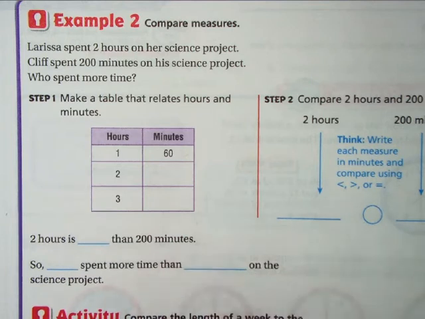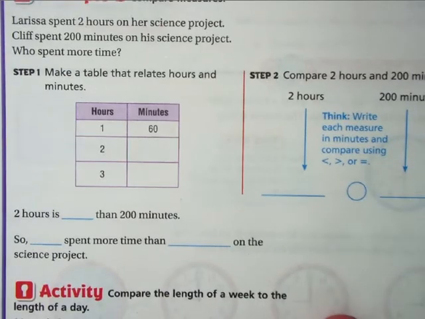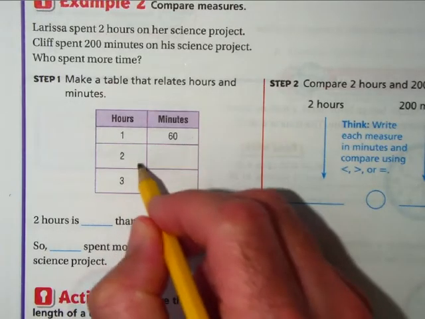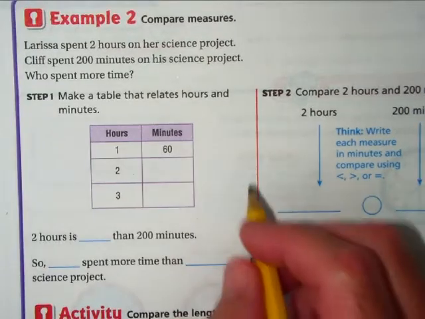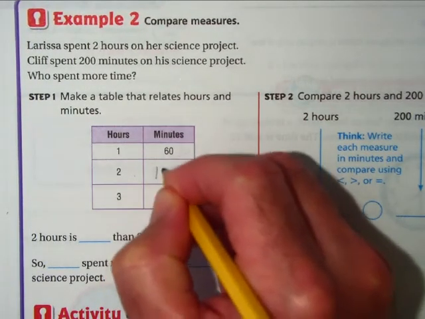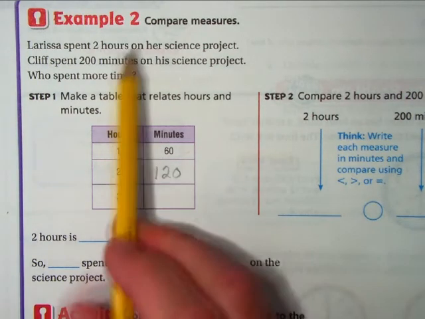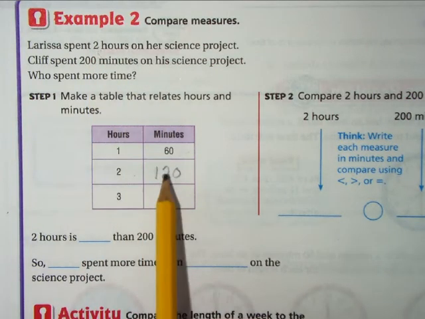Well, one way we can compare is to make a table. So here's our table, and here are hours. 1 hour is 60 minutes. 2 hours is double that. So what's 60 times 2? 120. So 2 hours is 120 minutes. So I can see right now already that Larissa spent 120 minutes on her work.